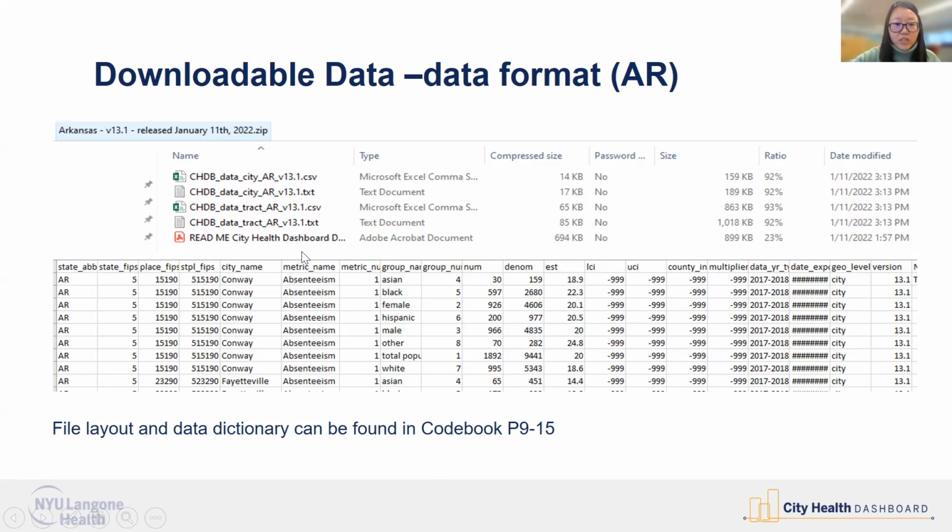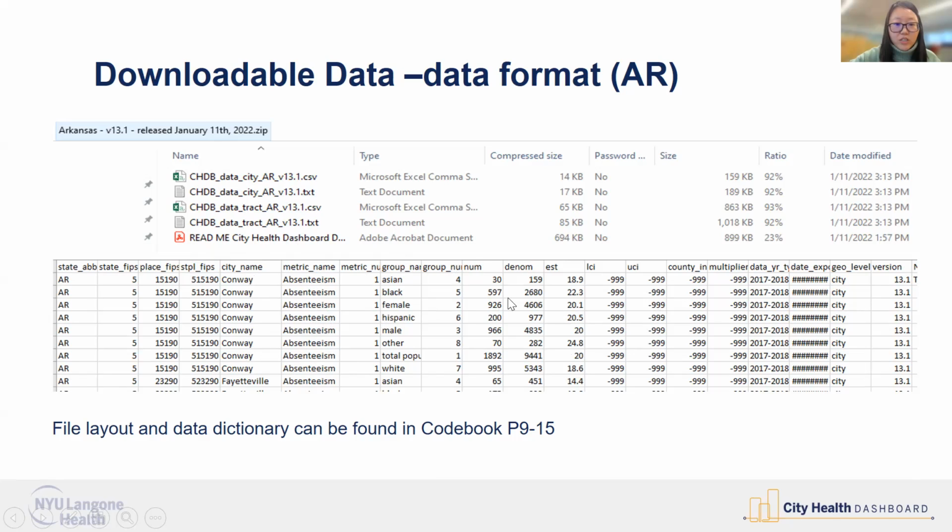The codebook will have all the data layout and the variable definitions, and the technical documents are for the more specific methods we used to create this index. For example, the housing access measure was created from the ACS, the American Community Survey. The technical document will include all the information on which variables we used and which formula we used to calculate this specific metric.